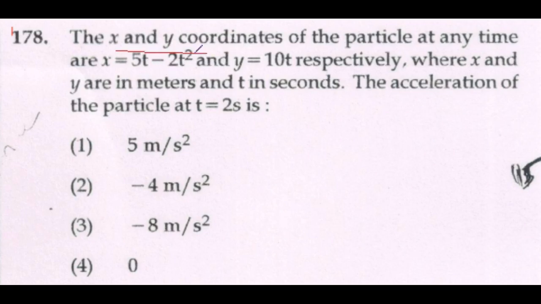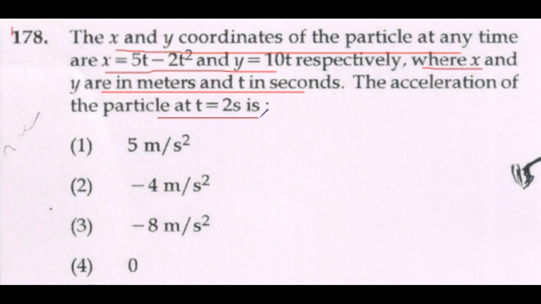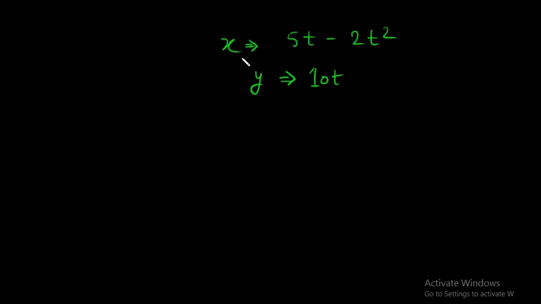It is given that x and y coordinates of the particle at any time are x equal to 5t minus 2t square and y equal to 10t, where x and y are in meters and t in seconds. Acceleration of particle at t equal to 2 seconds is. Alright, so this is the question. The x coordinate is given as this and y is this.